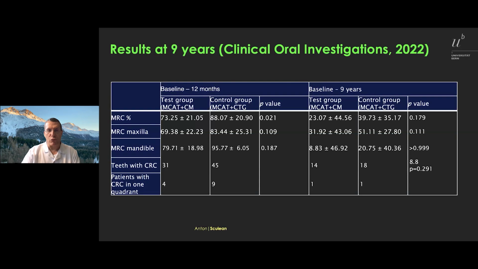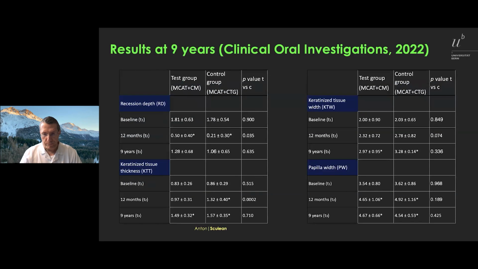Namely, we have to select cases where we still have at least 2 to 3 millimeters of keratinized attached tissue. So this is very, very important. If you don't have any attached gingiva, then we need to use autogenous tissue. So this is very important for the decision-making process.